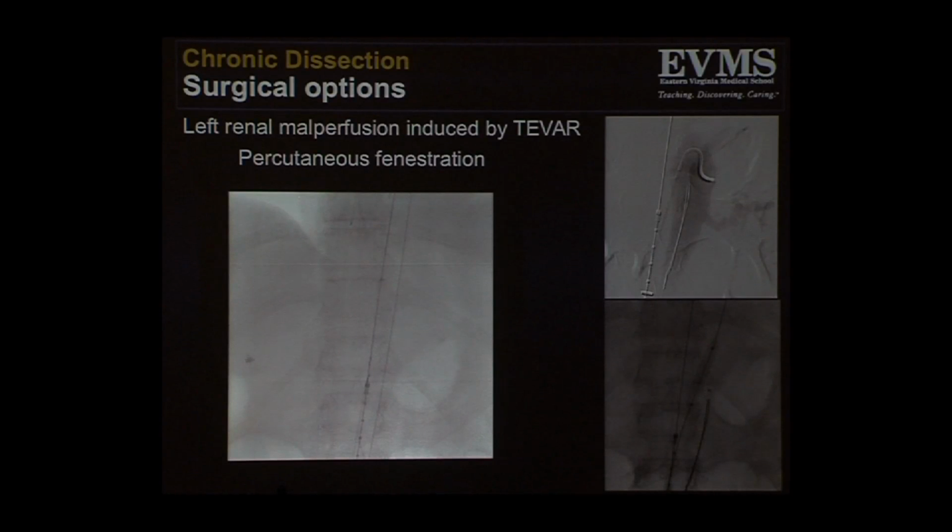We passed the balloon into the fenestration system. That left kidney was then reconnected through that fenestration to true lumen with an ICAS. And in that way, you reperfuse the left kidney, but you also prevent flow into the false lumen in that paravisceral segment.